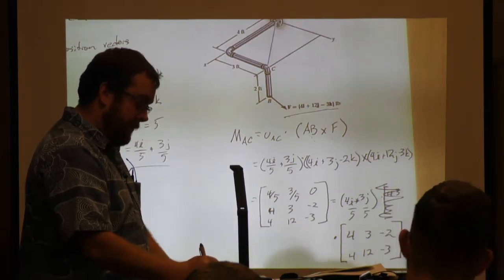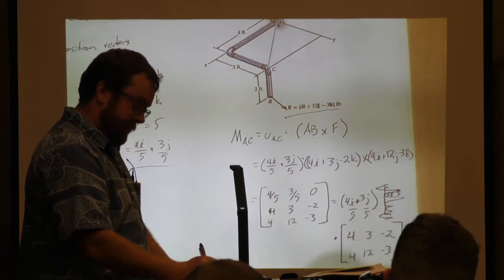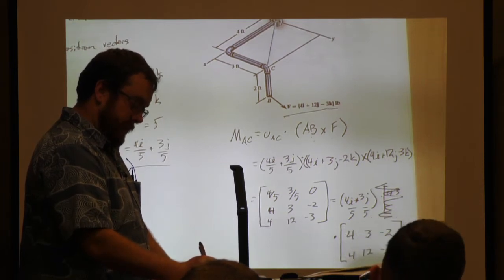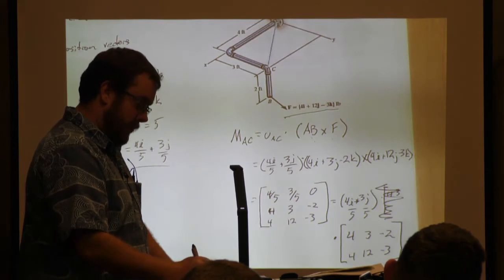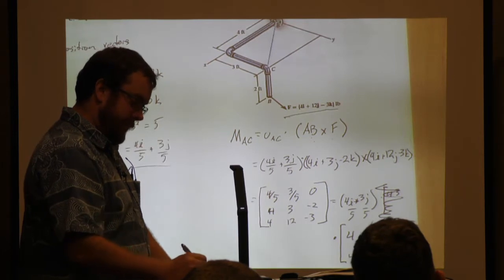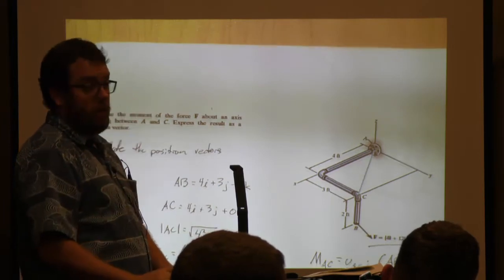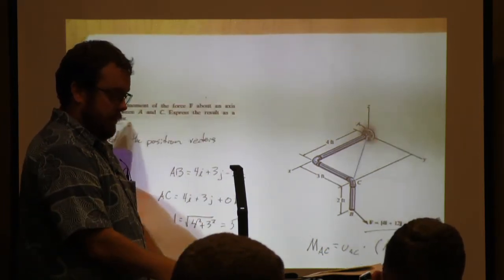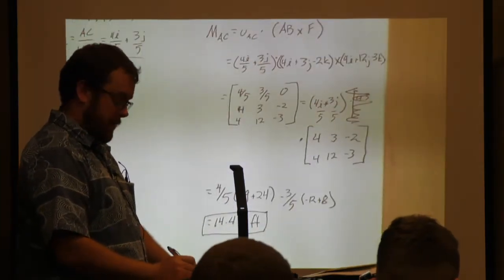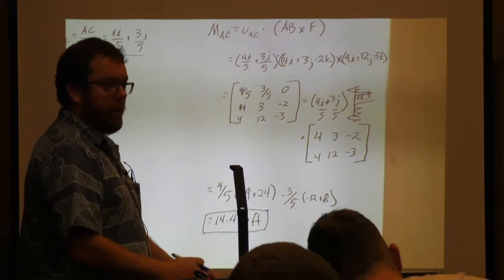So after that, that's going to equal 4 over 5, negative 9 plus 24, minus 3 over 5, negative 12 plus 8. This total is going to be 14.4 pound-foot. This is the total. What was the question asked for? It's asked for to express in Cartesian. So what do we have to do with this total? What do we have to do with this? Yeah, we have to remultiply by the unit vector in order to get into Cartesian.